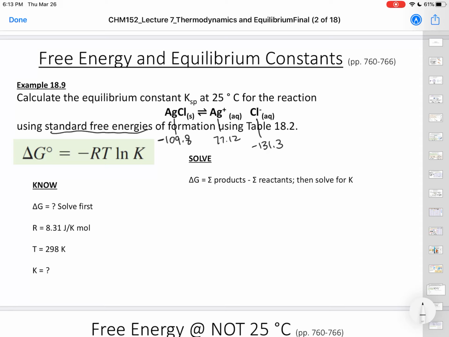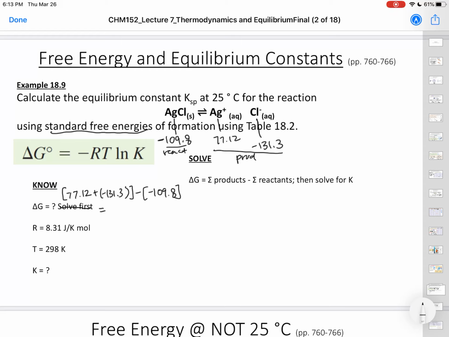So with these values, you're going to calculate delta G, and it says to use the standard free energies. So we're going to say products minus reactants. These are our products. This is the reactant. So delta G is equal to 77.12 plus minus 131.3. Then we're going to subtract our reactant, minus 109.8.